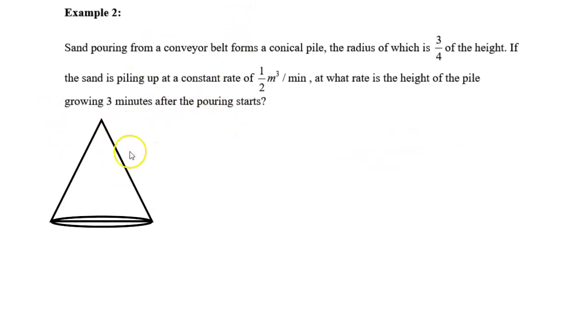But first, let's work with the diagram a little bit more. So the radius is 3/4 of the height. Let's go with this. The height there is going to be equal to h. And the radius, this piece right here, is going to be 3/4 h. So that's how those two pieces relate to each other.